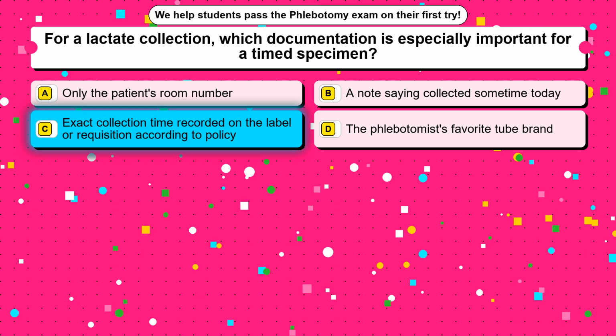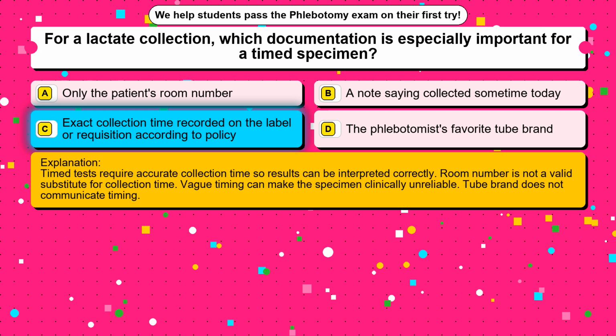The correct answer is option C. Exact collection time recorded on the label or requisition according to policy. Timed tests require accurate collection time so results can be interpreted correctly. Room number is not a valid substitute for collection time. Vague timing can make the specimen clinically unreliable. Tube brand does not communicate timing.